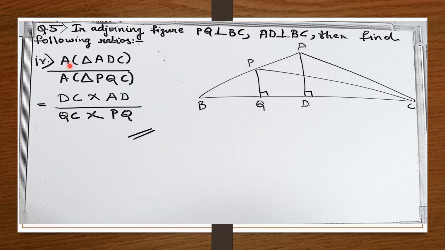The fourth sub question is triangle ADC and triangle PQC. Now here the base is not common, the height is also not the same. So the ratio is the product of base and height. For ADC, the base is DC and height is AD, so base into height means DC into AD. And for PQC, base is QC and height is PQ, that is QC into PQ. So this is the ratio. Now nowhere here have they given any values, so this is what you have to write, and it's done. Okay, simple. So we are done with practice set 1.1.